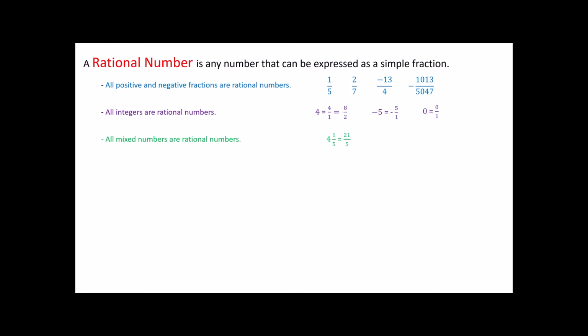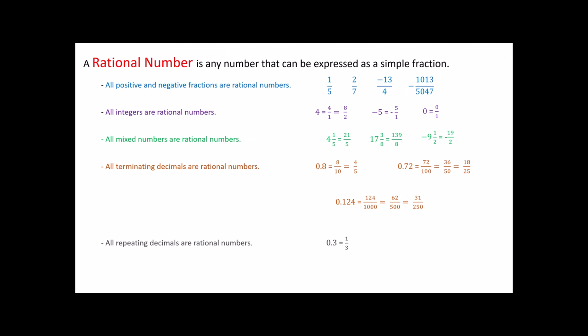Just as a quick reminder for you, a rational number is any number that can be expressed as a simple fraction. And as we said in our last video, all positive and negative fractions are rational numbers. We said all integers are rational numbers. We said all mixed numbers are rational numbers. We said that all terminating decimals are rational numbers. And we said that all repeating decimals are rational numbers. And we said that we know that something is a repeating decimal because we have a bar over top of the repeating portion. Just like this.